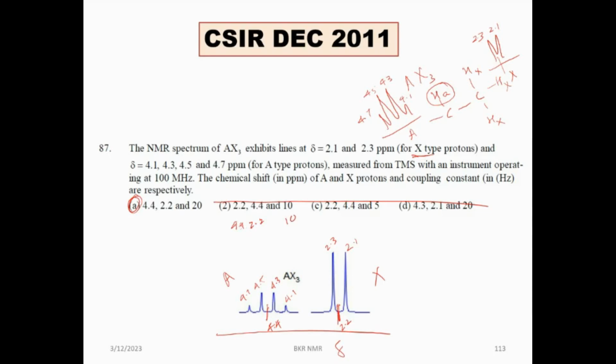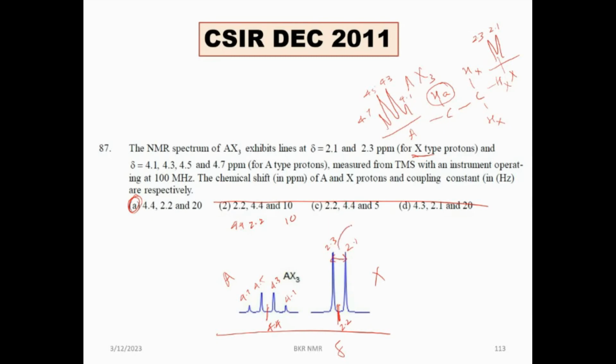For example, this is given as 4.4, 2.2 and 10 is given. Now you have a choice, and you have to find it. So we go to the third option, that is the coupling constant value. Now what is coupling constant value? Coupling constant value is the difference between the lines of the spectrum. The extent to which A couples with X, X couples with A in the same way.